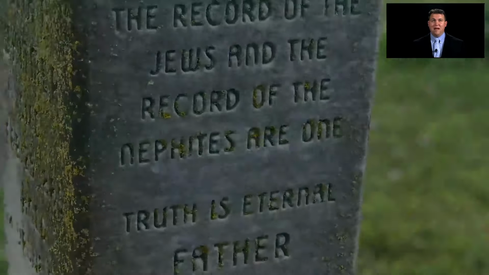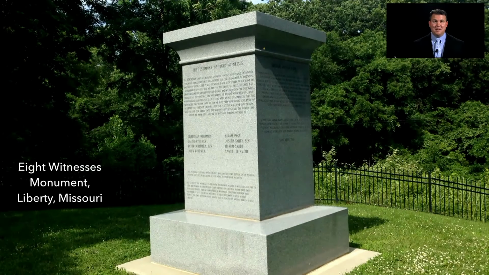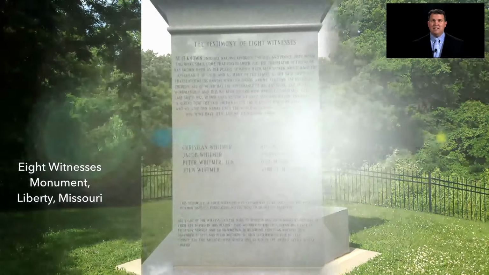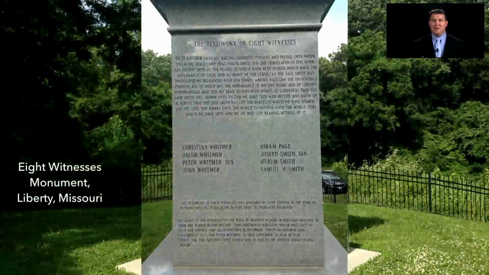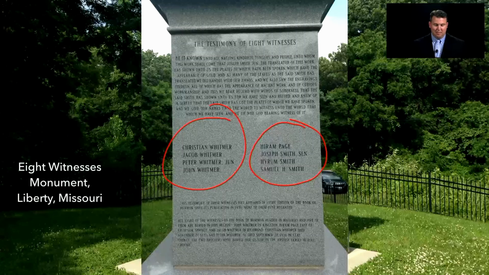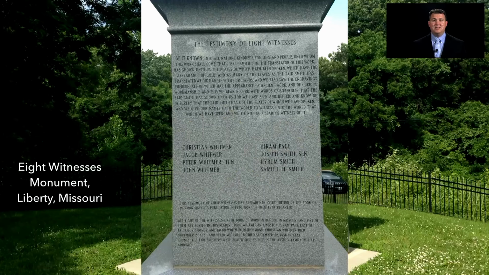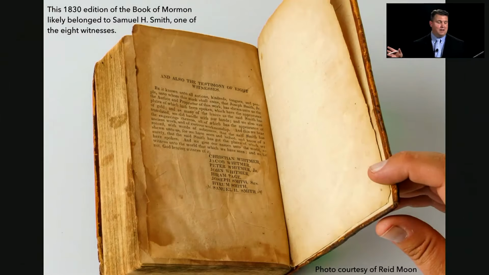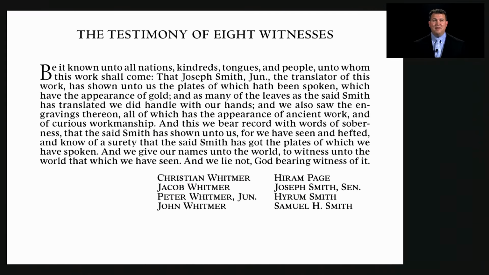Now, real quick, before we wrap up, let's talk about the eight witnesses. A monument to the eight witnesses was finally put up about 20 years ago in Liberty, Missouri. And the general rule with the eight witnesses is that they were Smiths or they were Whitmers. So you can see on this side, Joseph Smith Sr., Hyrum Smith, and Samuel Smith, and on this side, all the Whitmer brothers, Christian, Jacob, Peter, and John, and Hiram Page, who is a Whitmer brother-in-law. He's married to Catherine Whitmer, one of the other Whitmer sisters. Their witness has appeared in every copy of the Book of Mormon since it was first published in 1830.